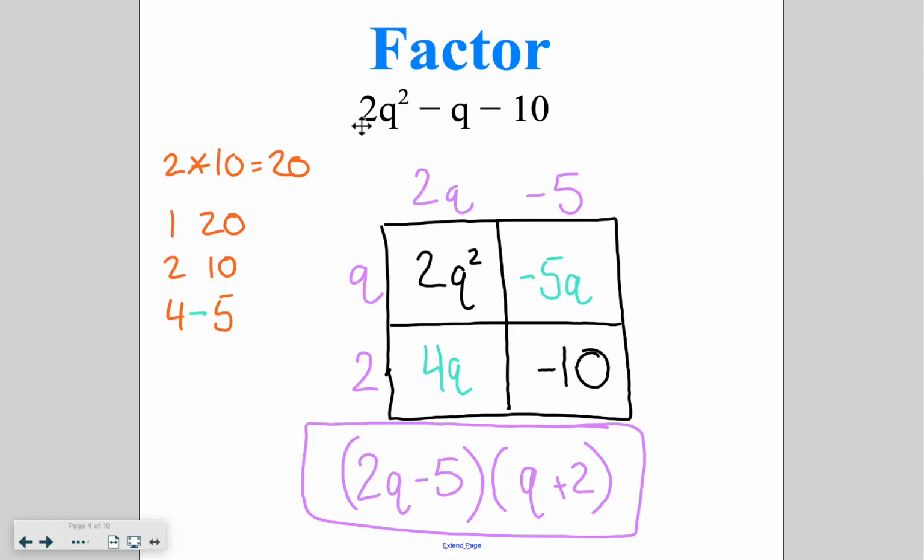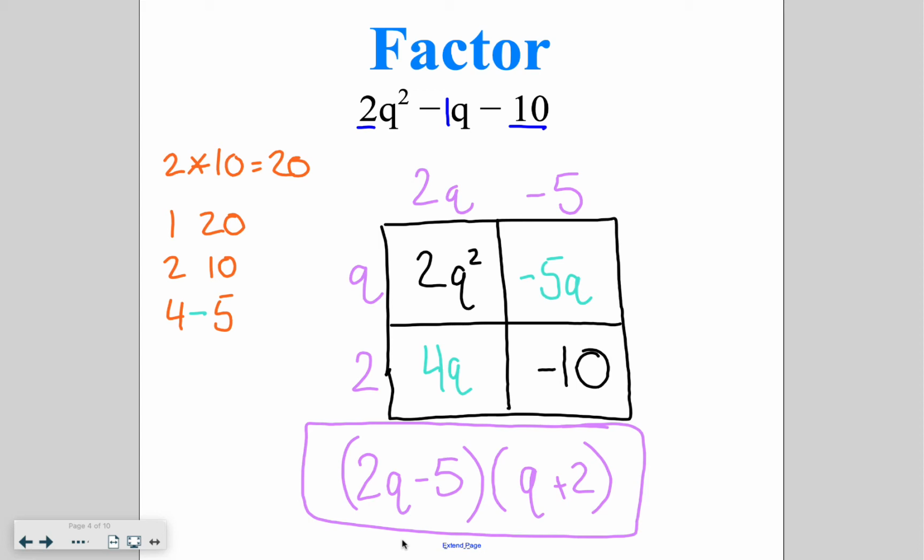So we start by multiplying 2 times 10, which is going to give you 20. So our factors are 1 and 20, 2 and 10, 4 and 5. To get to a negative q, which is a negative 1q, I'm going to take 4 minus 5. Again, remember from our tips, if I've got a negative back term, I need one positive and one negative. Then I find my GCF and fill in my remaining factors to get 2q minus 5 and q plus 2.